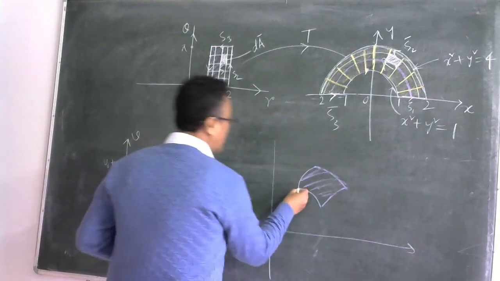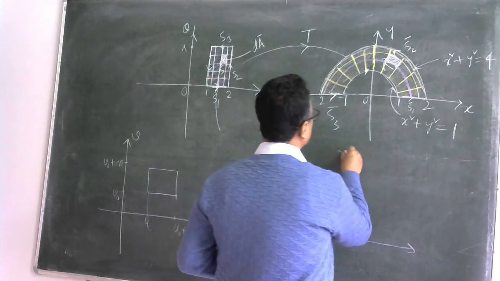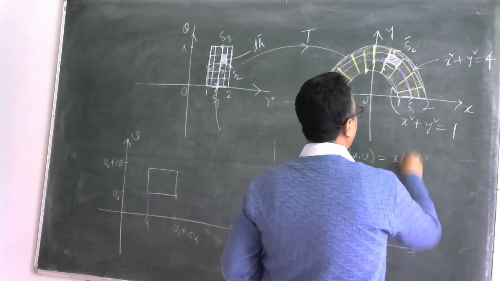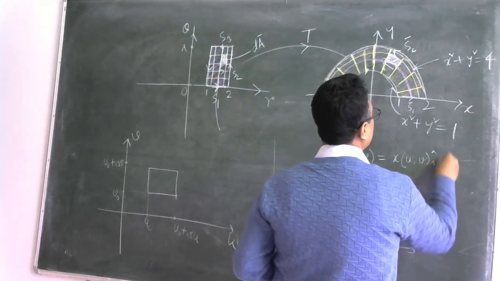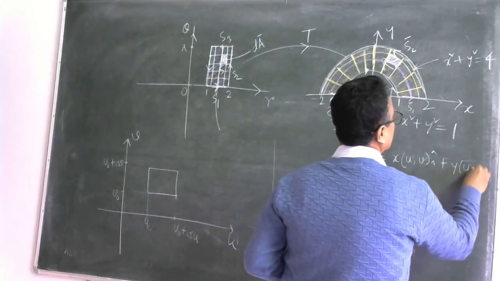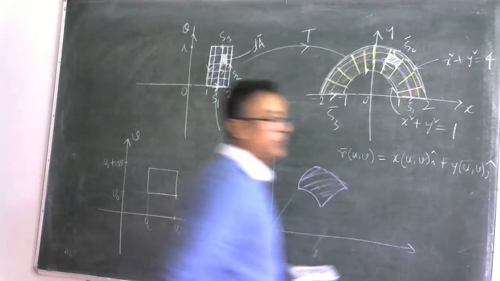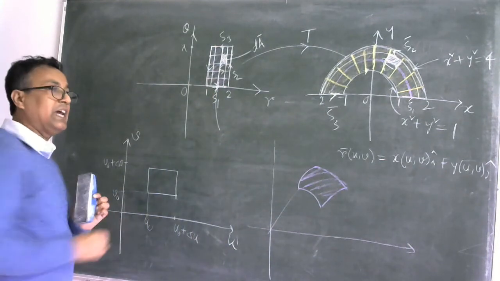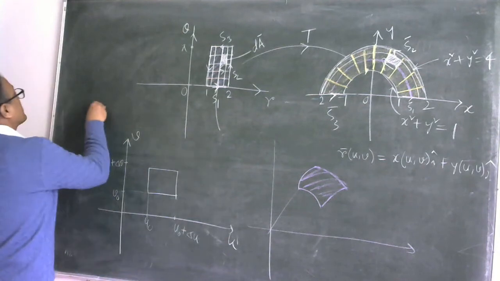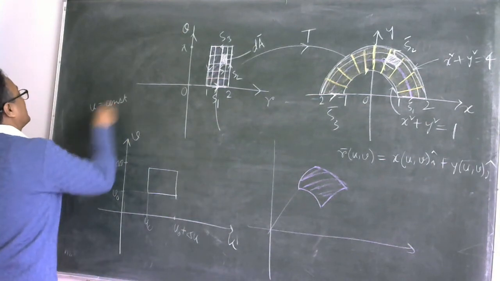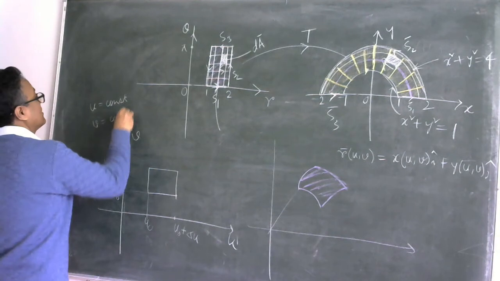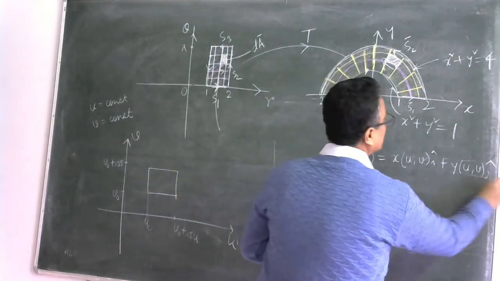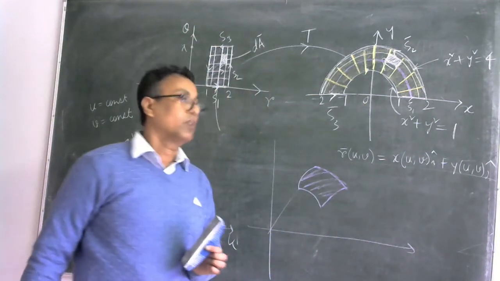Okay, and what was the transformation? The transformation was something like r(u,v), so this is x(u,v) i plus y(u,v) j. One thing you have to remember is that whenever I think about u equal to constant and v equal to constant, then if u is a constant, this is going to be a function of v only, right?